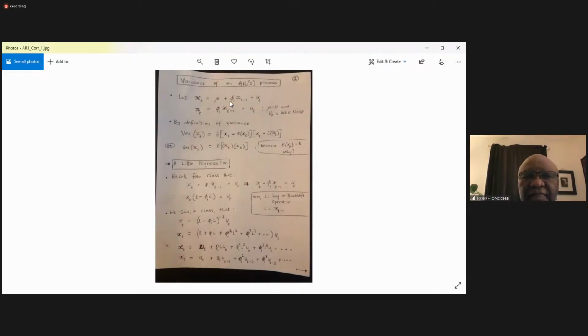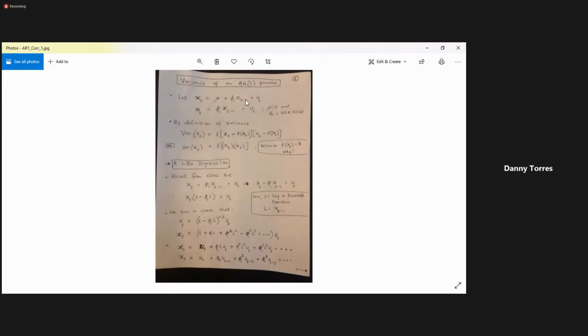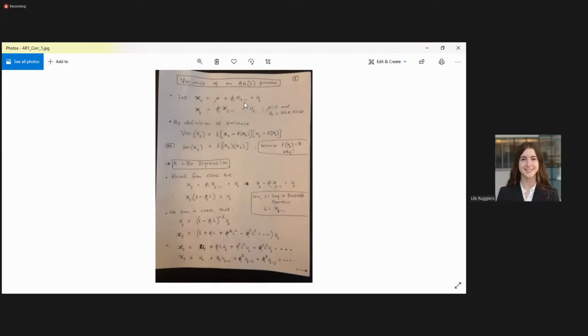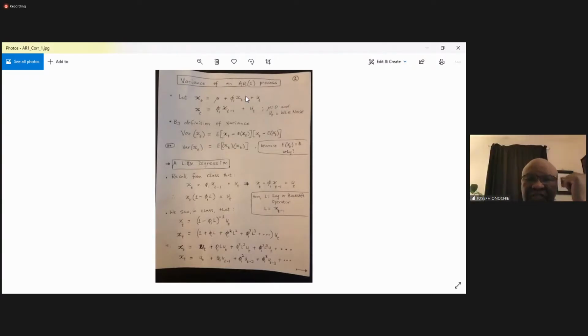So this first line is the AR1 model. Can somebody quickly tell us why this is AR1? It's because it has one lag. It doesn't necessarily have to be the first lag. But because this has only one lag, it's an AR1. If it's an AR2 model, I'll have mu plus phi 1 x t minus 1 plus phi 2 x t minus 2 plus the error. Then it would be an AR2 model. You get that? I'll have another term here.